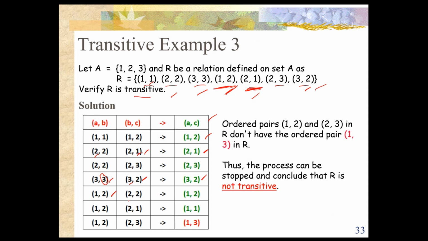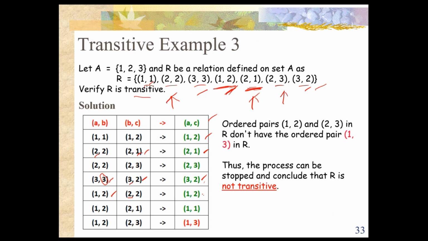Okay, so the connector is 2. So we have a few possibilities here. See? (2, 2), (2, 1), (2, 3), right? So we're going to test each of them one by one with (1, 2). First, we're going to test with (2, 2) first. So (1, 2), (2, 2), it implies there should be (1, 2), and we can find (1, 2) here.